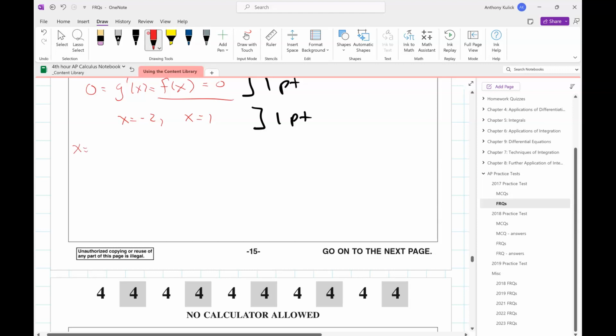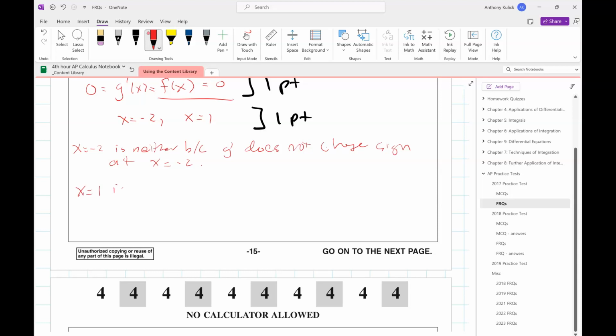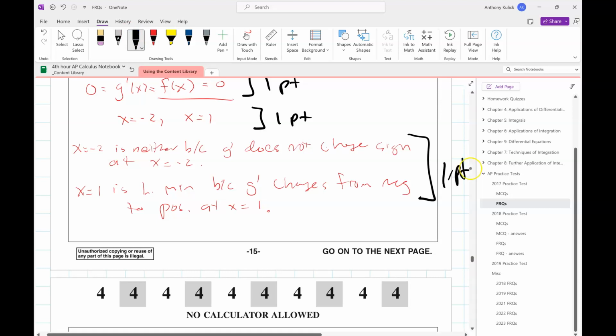So I would say x equals -2 is neither, because g prime does not change signs at x equals -2. And I would say x equals 1 is a local minimum, because g prime changes from negative to positive at x equals 1. And that would be your last point there, those explanations.